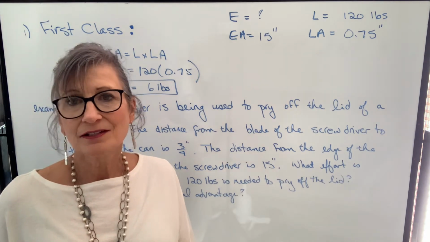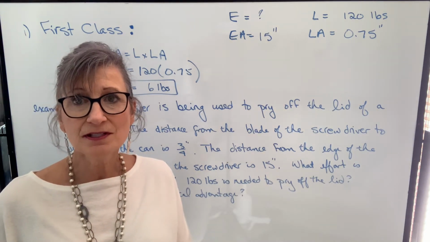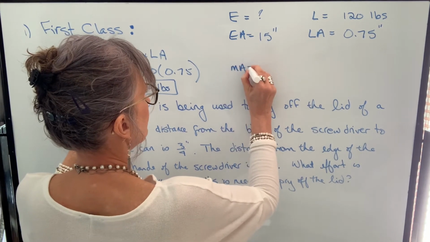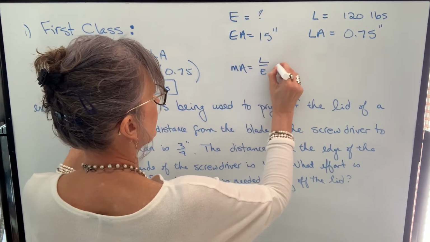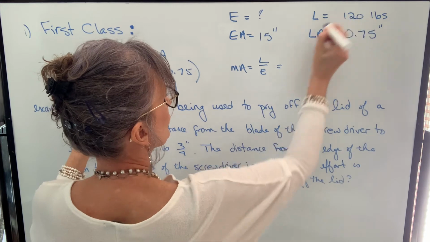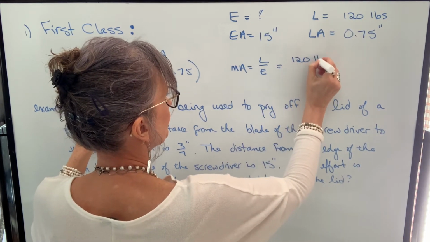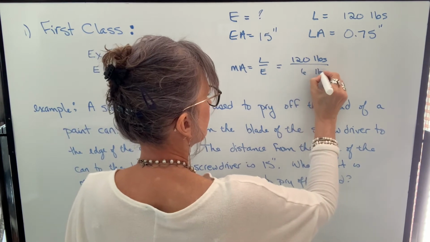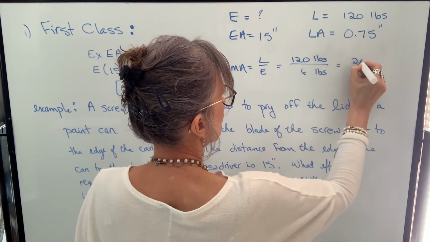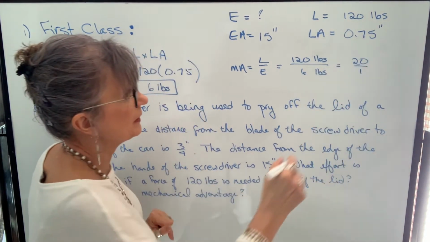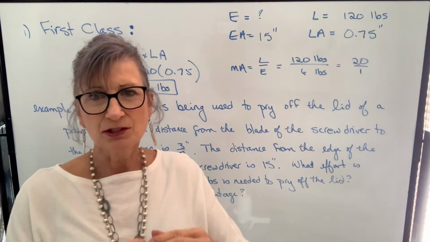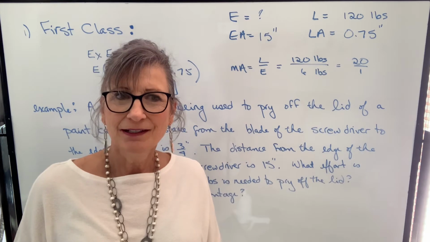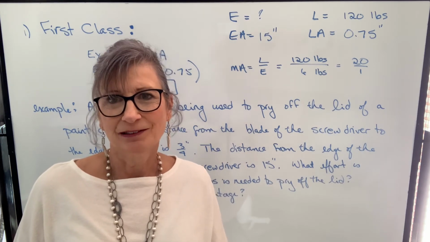I can calculate this 2 ways. I can use the actual forces to find it. So my mechanical advantage, which is load over effort, would be the load of 120 pounds over an effort of 6 pounds, and that would be 20-to-1. We typically write mechanical advantage as something to 1. If you hear that the mechanical advantage is 20, the assumption is it's 20-to-1.